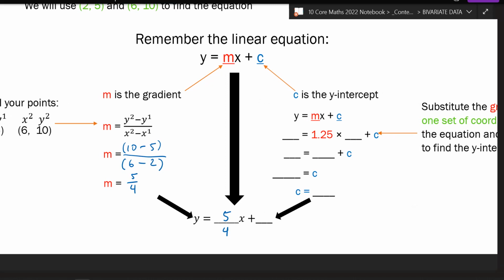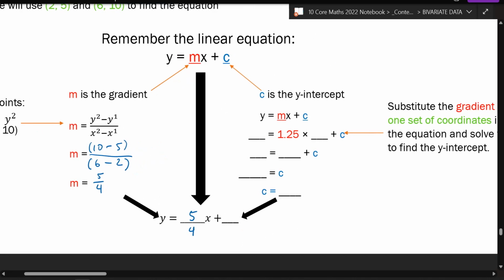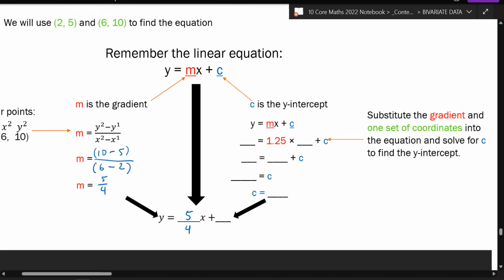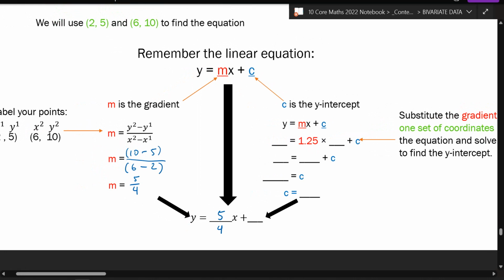All right, so over to this side now. I need to pick any 2 points. You can pick whichever one you like. Do you guys want to pick a point for me? What's an easy one? 6, 10? Okay, good. Remember, that's x, that's y. So here, change y to 10, and you're changing x to 6.